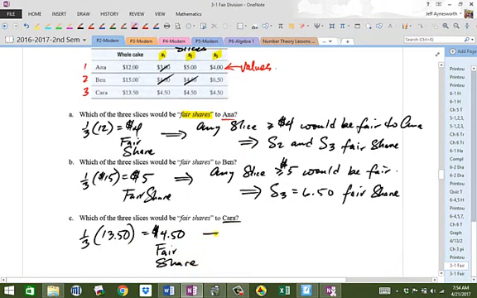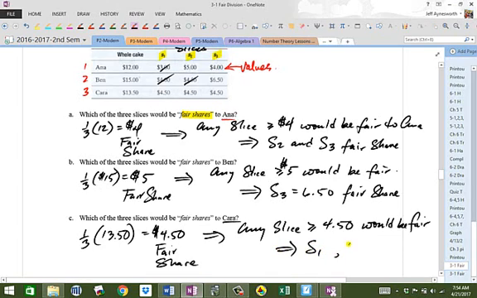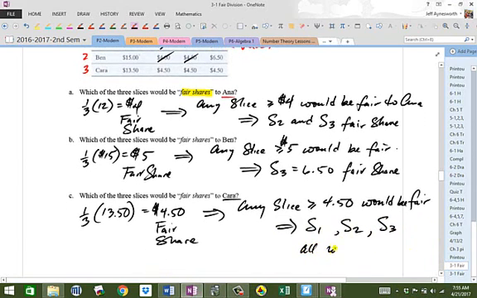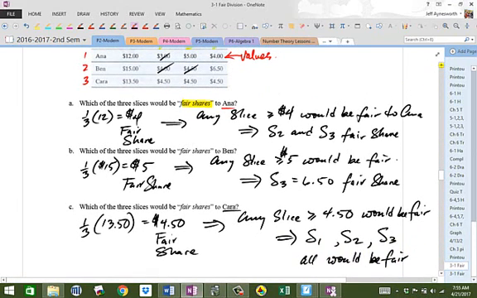All right, so that means that any slice greater than or equal to 450 would be fair to Kara in this case. And guess what? They're all 450, right? So she would consider any one of them to be fair. So S1, S2, and S3 all would be fair. And that's all there is to it, guys. She could select any one of the slices because they're equally valued.